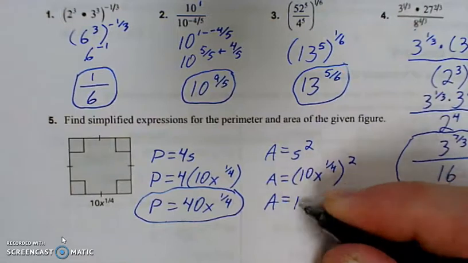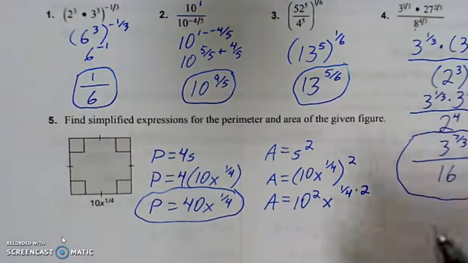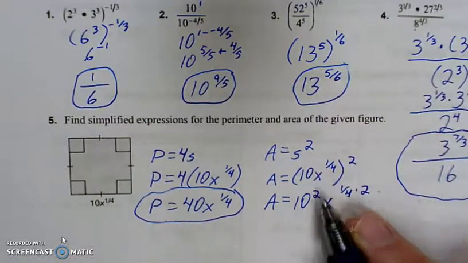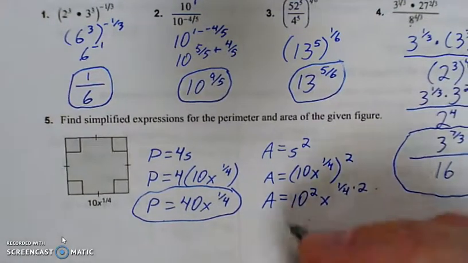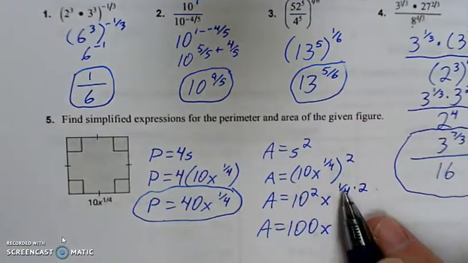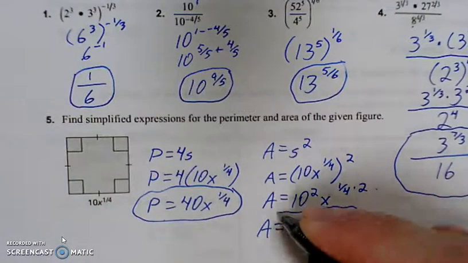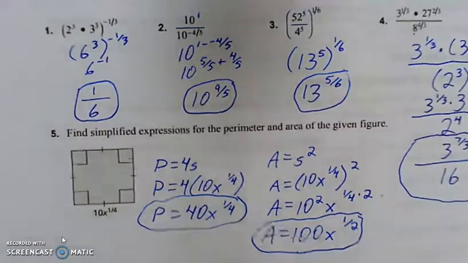You are squaring both the 10 and the x to the 1/4. 10 was to the first power. 1 times 2 was 2. Now 10 squared is going to be 100. Now x will be to the 2/4 power, which we reduce to 1/2. So 100x to the 1/2.